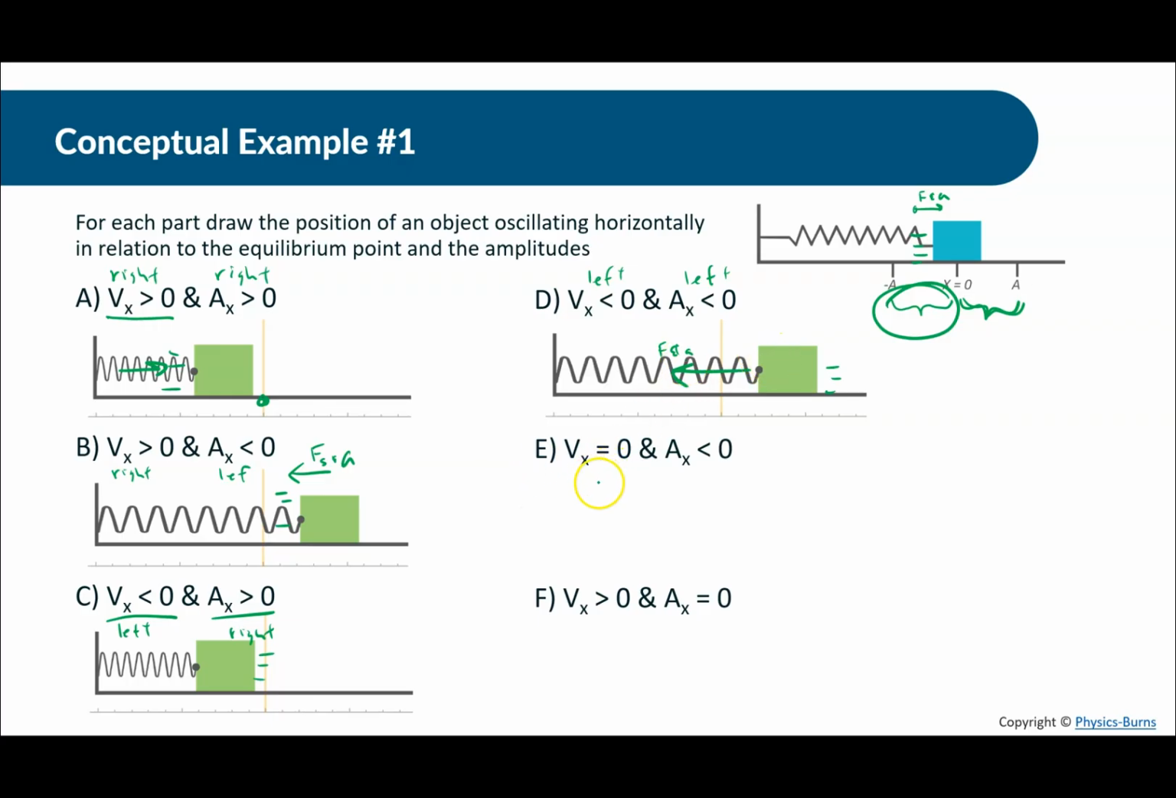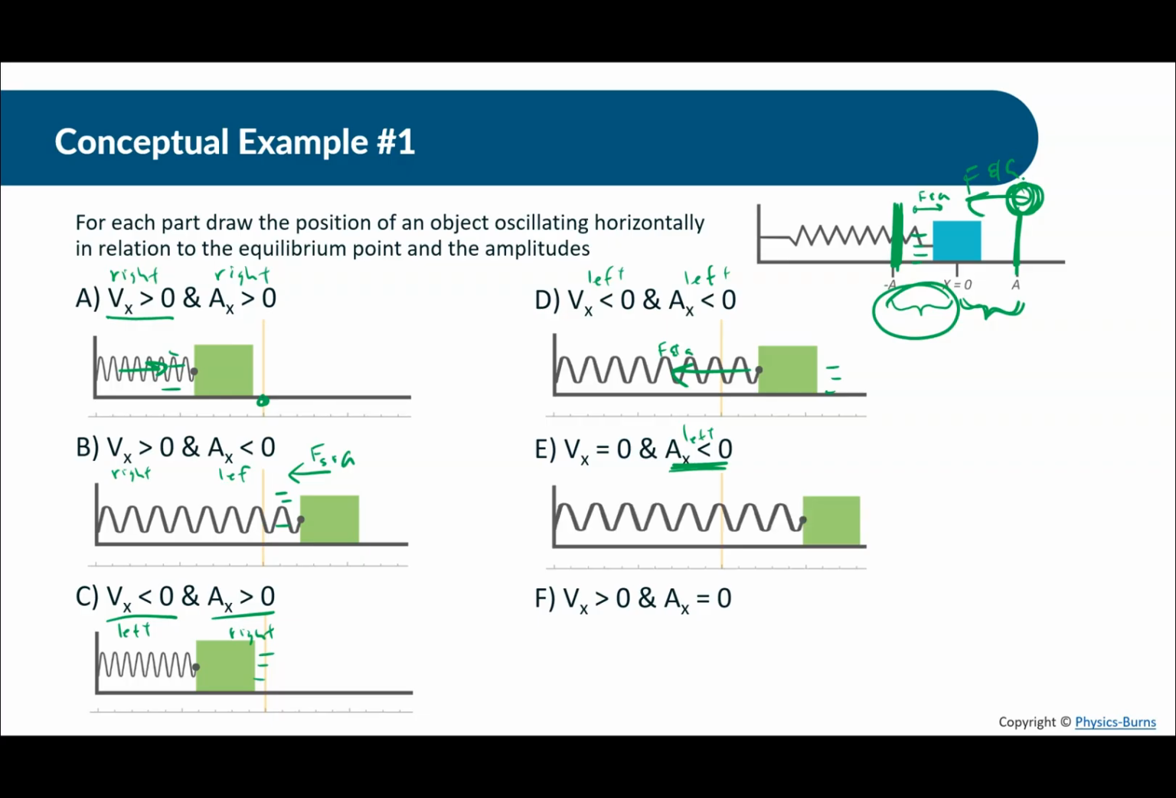Velocity is equal to 0, and acceleration is to the left. So this is a little bit different. The velocity is only 0 at the amplitude. So it's either on this amplitude or it's on this amplitude. However, if acceleration is less than 0, meaning it's going to the left, that means it has to be on this side. Okay, because this is where the force and acceleration are going to the left. So it's going to look like that. It is at the amplitude.